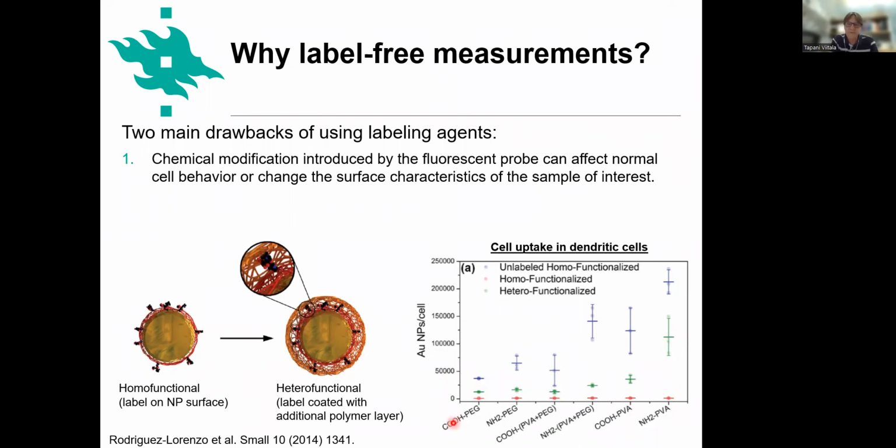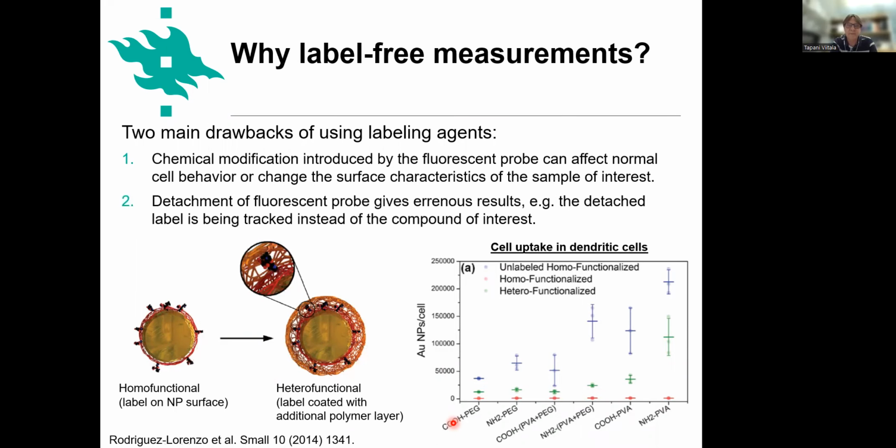So therefore, I like to focus on fluorescent-free, or label-free, measurement techniques so that we can study the native samples and cells intact in their environment.